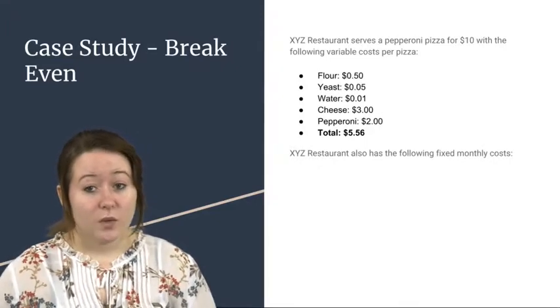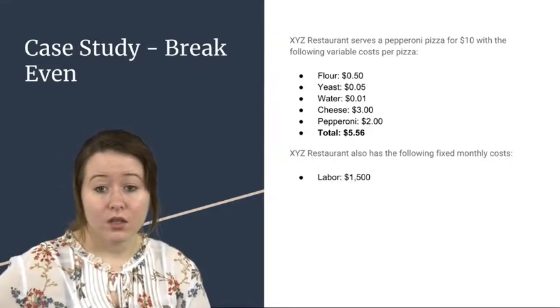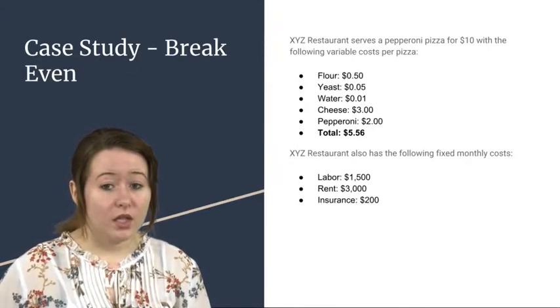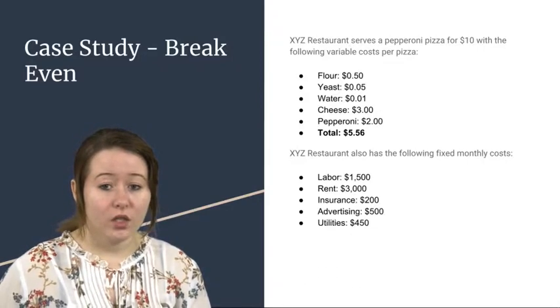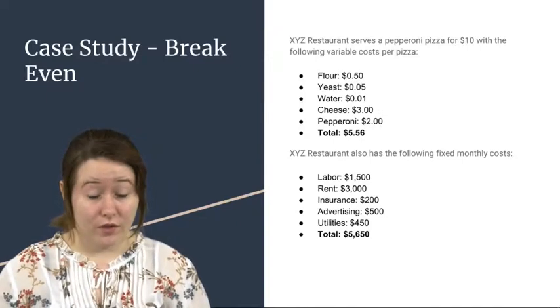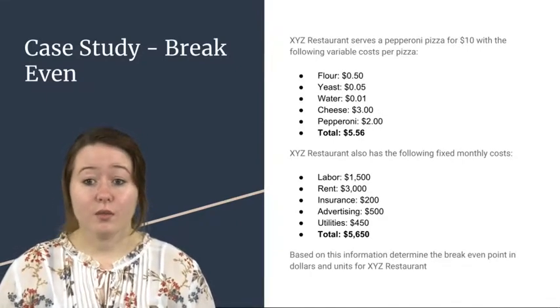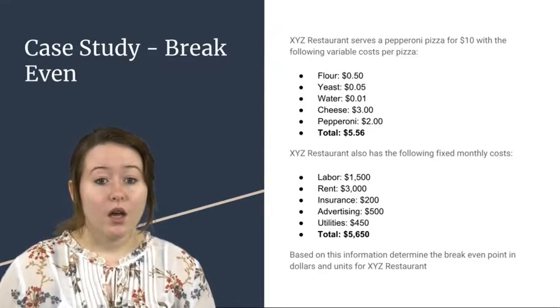In addition, XYZ Restaurant has the following fixed monthly costs. Labor is $1,500, rent is $3,000, insurance is $200, and advertising is $500. Utilities are $450 for a total of $5,650. Now we're going to use these numbers to determine the break-even point in dollars and units for this restaurant. So here's how we do that.